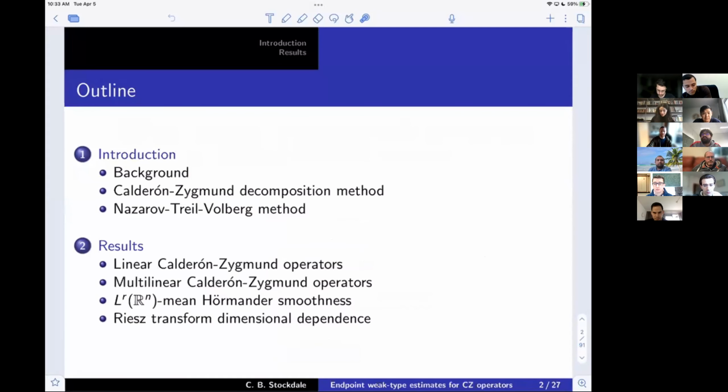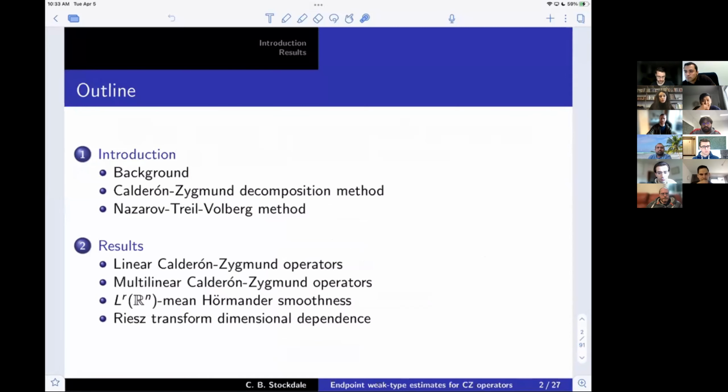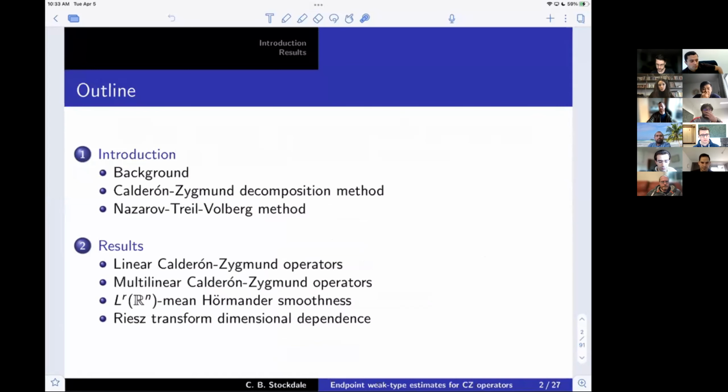So the outline of what we're going to talk about: we're going to start with some introduction, some background material. The main objects we're going to be focusing on are Calderón-Zygmund singular integral operators. That's what we're going to focus on today, and a particular inequality that is sort of crucial to the theory of Calderón-Zygmund operators.